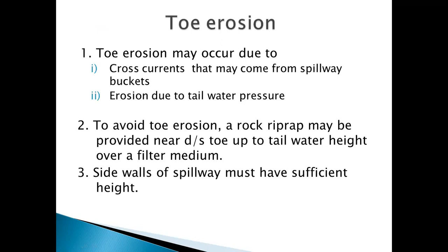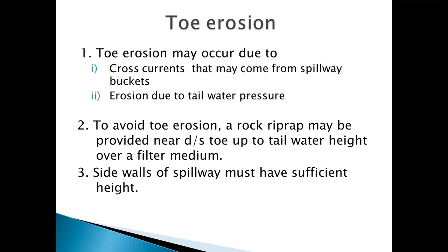Now, next erosion, toe erosion. The toe means downstream side erosion. Toe erosion may occur due to cross currents that may come from spillways, buckets, and erosion due to tailwater pressure. To avoid toe erosion, a rock riprap may be provided near the downstream toe up to tailwater height over a filter medium. Side walls of the spillway must have sufficient height.